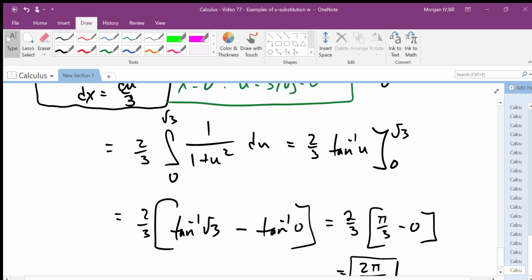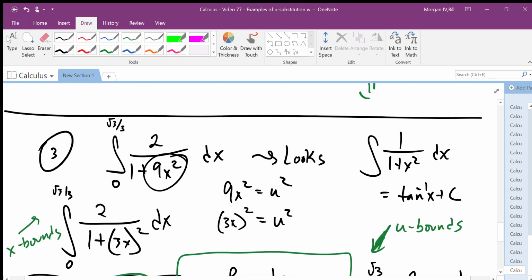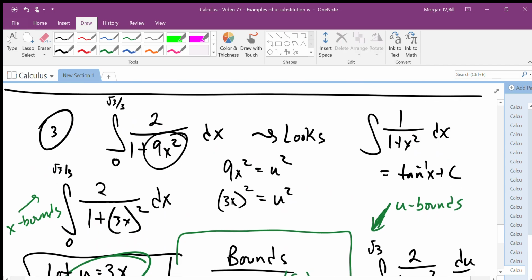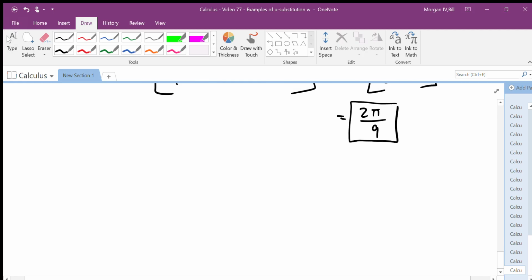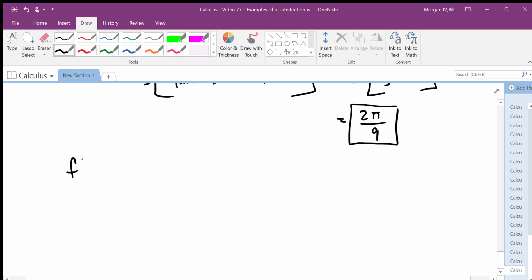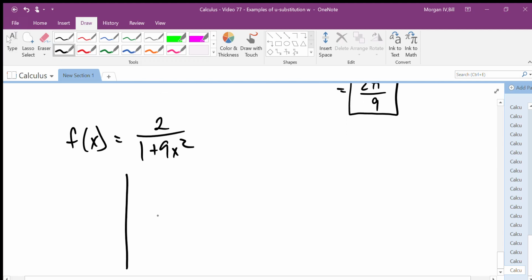All right, very good. Maybe one more graph, one more picture here. So 2 over 1 plus 9x squared. It's not a bad idea just to see some of these graphs anyway. F of x is 2 over 1 plus 9x squared. If x is 0, that term goes away. You get 2 over 1 is 2. So if x is 0, we're up here at 2.